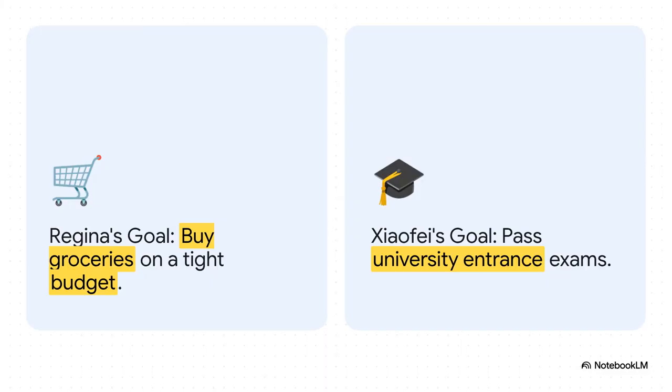Now, imagine in that very same class, you have someone like Zhao Fei. His entire future is riding on him passing a university entrance exam. So his head is all about academic writing, complex grammar, formal language, you get the picture. And right there, that's the heart of the problem, isn't it? Regina needs to talk about the price of potatoes. Zhao Fei needs to write a research paper. Same room, but totally different planets.